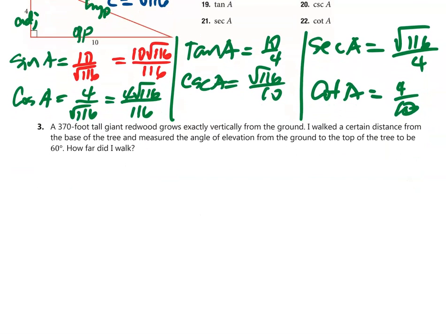And the last problem, number 3. A 370-foot tall giant redwood grows exactly vertically from the ground. I walked a distance from the base of the tree and measured the angle of elevation from the ground to the top of the tree to be 60 degrees, and the question now is, how far did I walk?